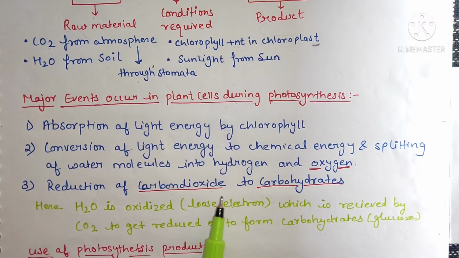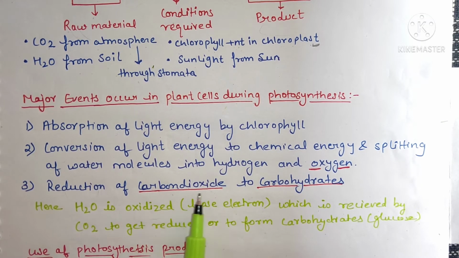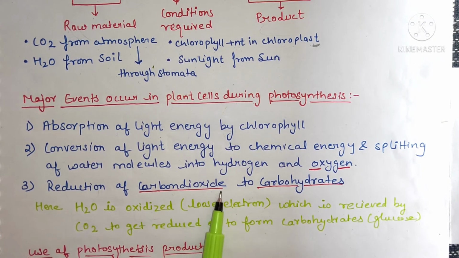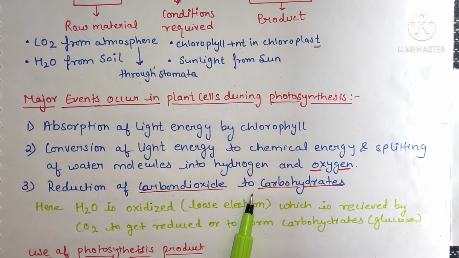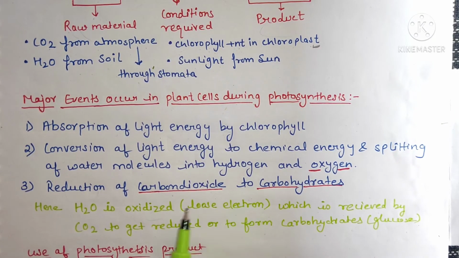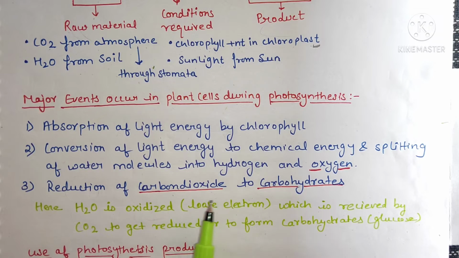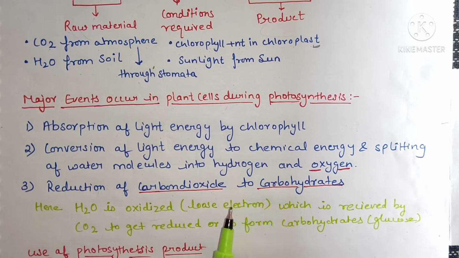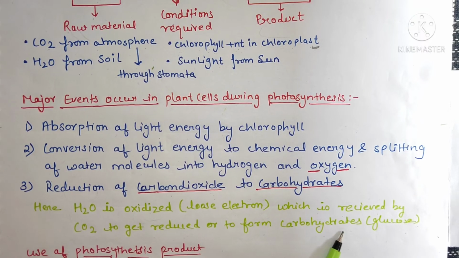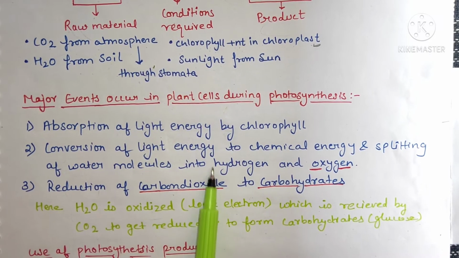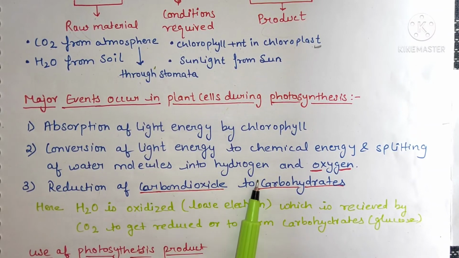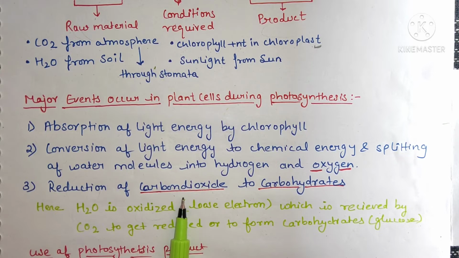So the question arises, how does carbon dioxide get reduced? When water splits, it loses electrons and we can say it is oxidized. When it loses electrons, they are received by carbon dioxide, which gets reduced to form carbohydrate, which is glucose. So these are the major events of photosynthesis, and they are also very important for board examination.